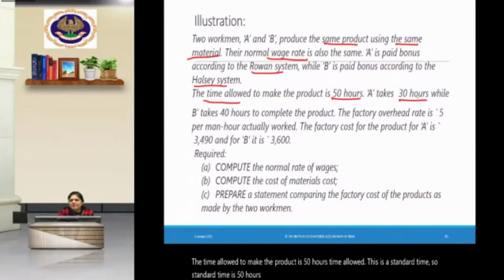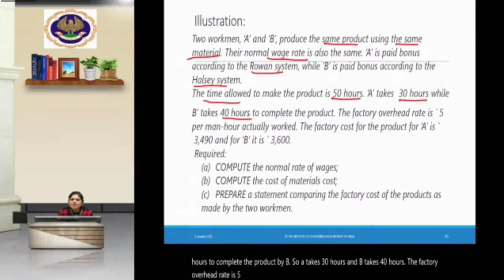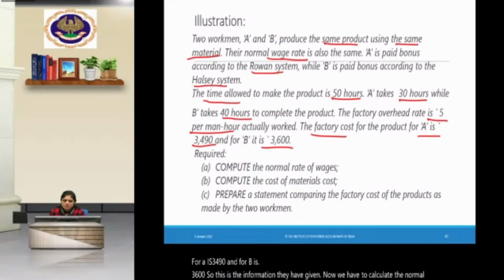A takes 30 hours, while it takes 40 hours to complete the product by B. The factory overhead rate is 5 per man hour actually worked. The factory cost for A is 3490 and for B is 3600. So this is the information they have given. Now we have to calculate the normal rate of wages, which is not given.